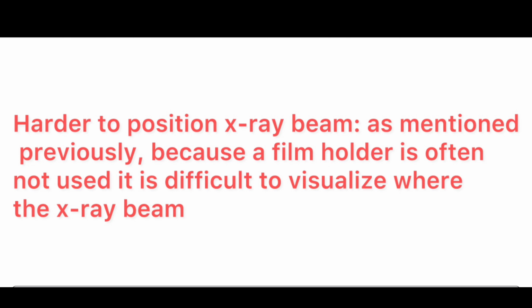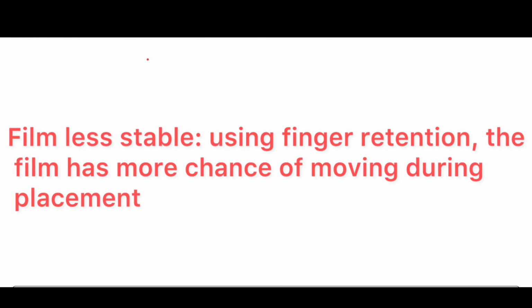In bisecting angle technique, it also becomes harder to position. As already mentioned, because the film holder is often not used, it is difficult to visualize where the X-ray beam is going, and positioning of the X-ray beam becomes difficult. The film is also less stable. Using finger retention, the film has more chances of moving during placement. These are the disadvantages of bisecting angle technique.